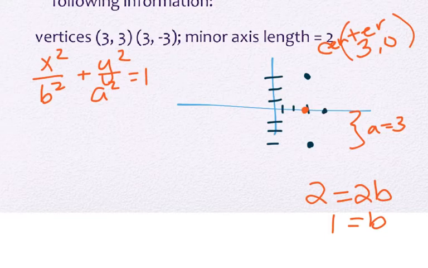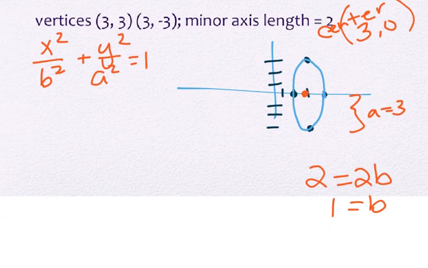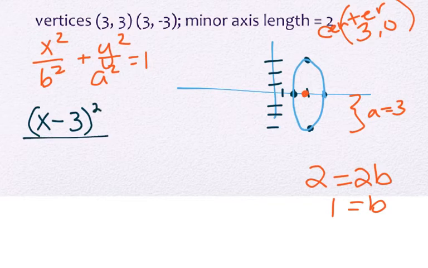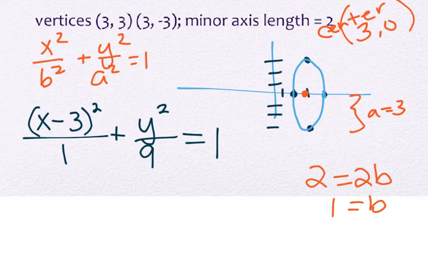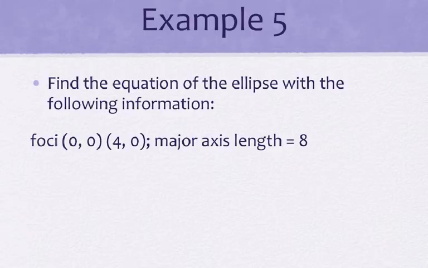Example 5 starts the same way. Find the equation. So the foci are 0, 0 and 4, 0. The major axis length is 8. So if the major axis length is 8, then 2a equals 8 and a equals 4. Halfway between the foci would be my center. And the a would be 4.